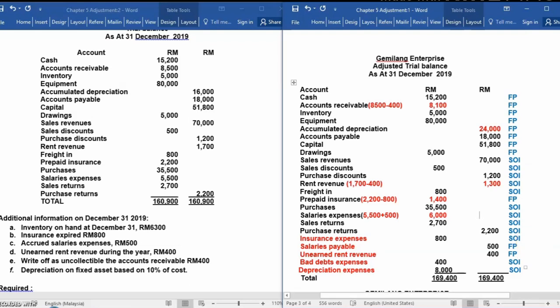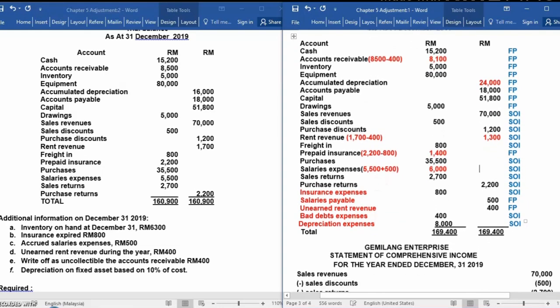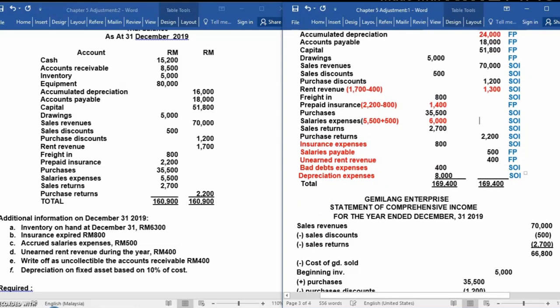So after that, when we make an adjustment, we can find out that the debit side is equal to the credit side. So the red color represents the adjusted journal entry based on the additional information given in the question. Now, we have to prepare the financial statement. We look at the statement of comprehensive income.